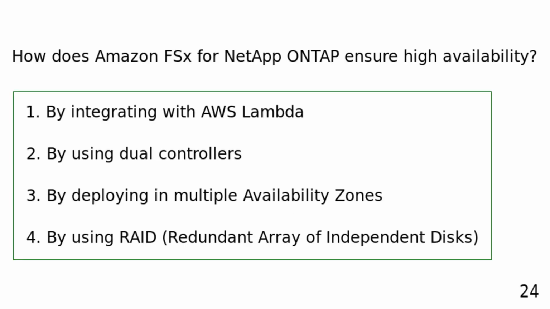How does Amazon FSx for NetApp ONTAP ensure high availability? By integrating with AWS Lambda. By using dual controllers. By deploying in multiple availability zones. By using RAID.